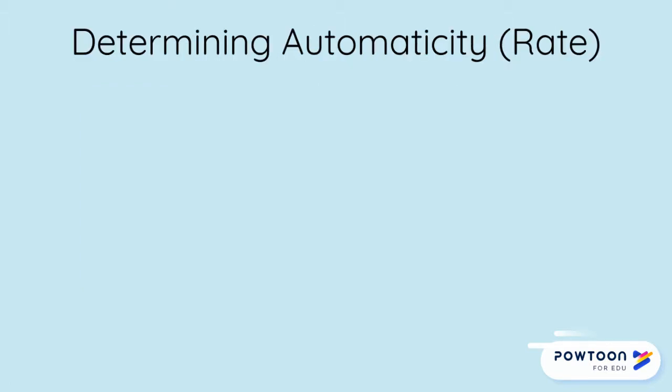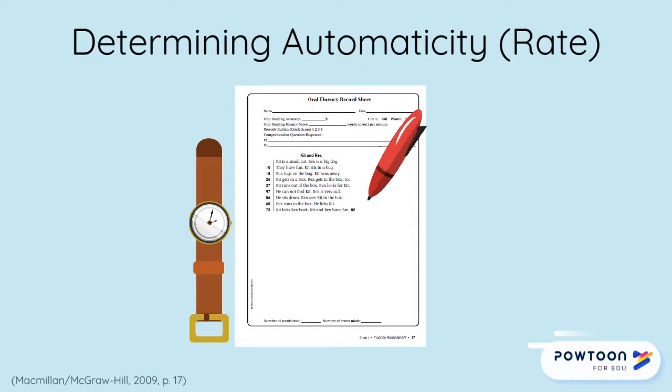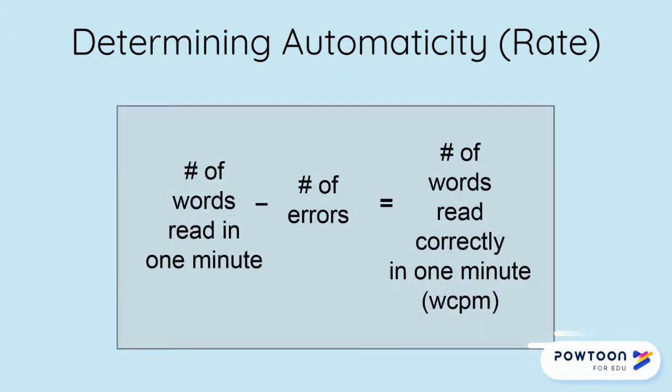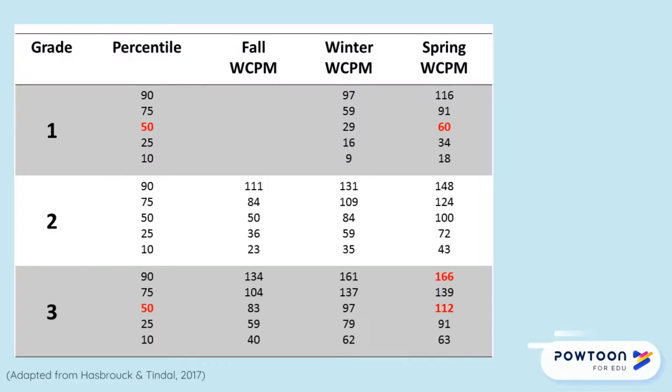Now, let's look at how rate is calculated. When the student has read for 1 minute, the teacher signals the student to stop reading, and the teacher marks the last word read. This is the number of words read in 1 minute. The teacher then counts the number of errors made by the student and subtracts that number from the total number of words read. The resulting number is the WCPM, or words correct per minute, read by the student.